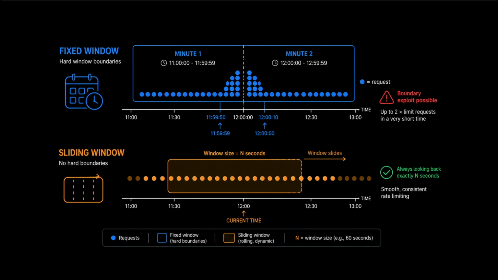This is more precise, more fair, and much harder to game. The trade off is that it's more expensive to compute and store. That is, you need to track the timestamp of every request, not just a single counter. Redis sorted sets are a common implementation for this.